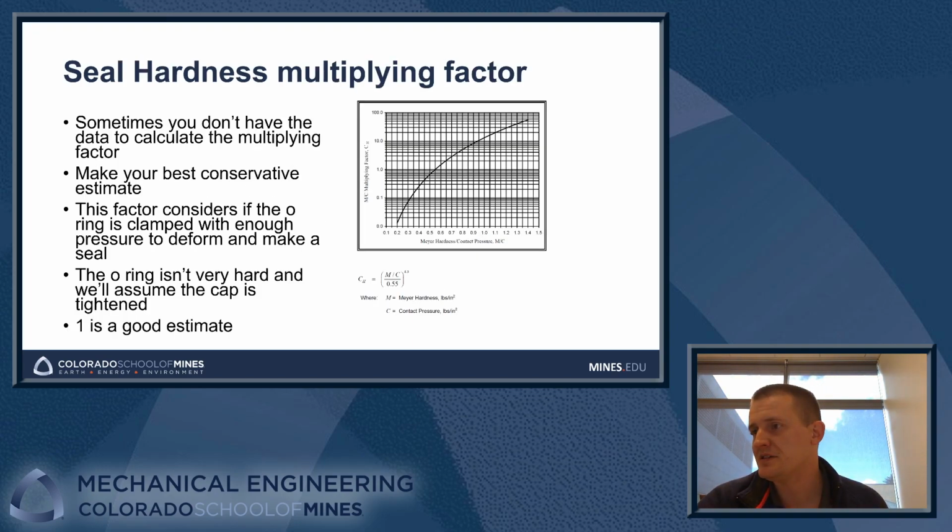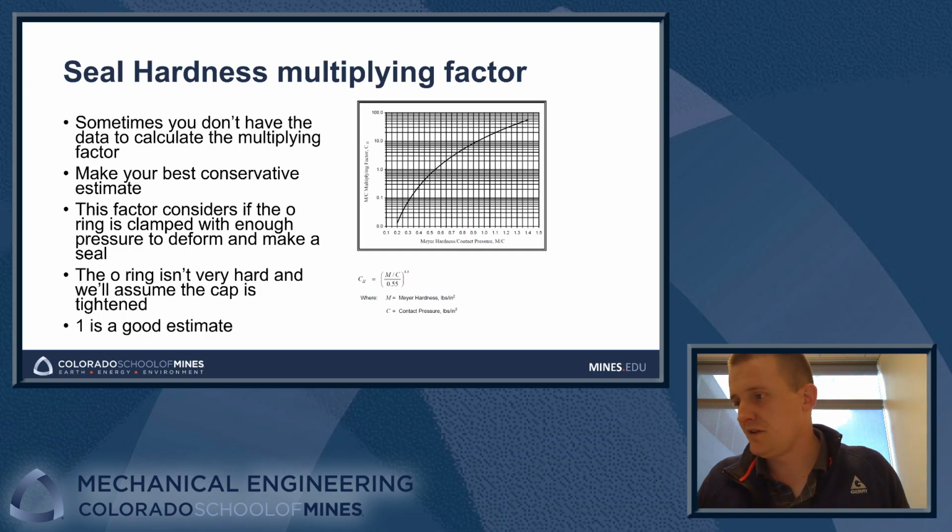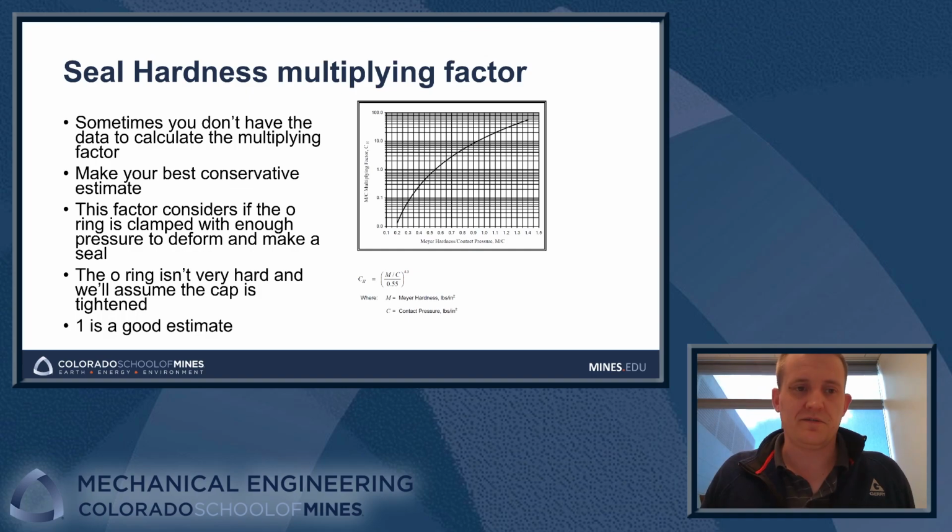All right. Next up is the seal hardness multiplying factor. I picked this example out because it's a good example of sometimes we just don't have a great basis for estimating one of the multiplying factors. There's not a good reference on what the seal hardness actually is on McMaster for this particular O-ring. So we kind of have to guess and make a conservative estimate of what the multiplying factor should be. Ideally, we would have a measure of the hardness of the seal. We could just plug into this equation and figure out what the multiplying factor is. But in this case, we don't have it, so we just have to make a conservative estimate.